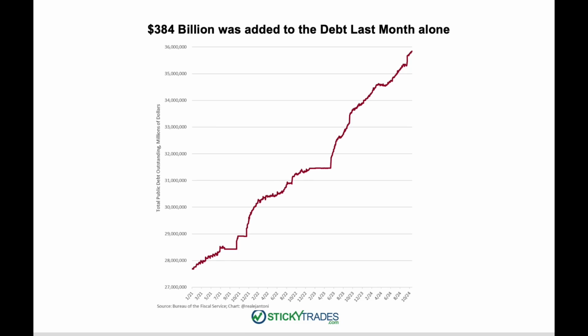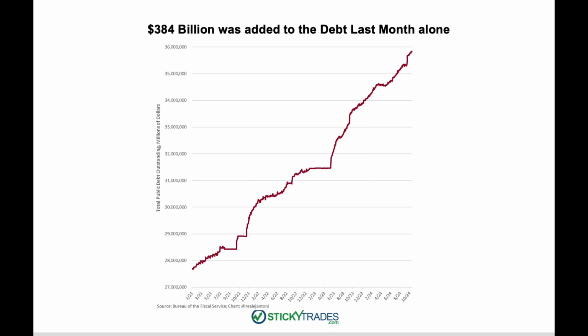Now let's get to some of the numbers. This is our national debt. This is mind-boggling. Last month, we took on $384 billion more of debt in just 1 month. Think about that for a second, folks. That is more than $1/3 trillion in just 1 month alone. This is the kind of stuff that collapses whole governments and cultures.